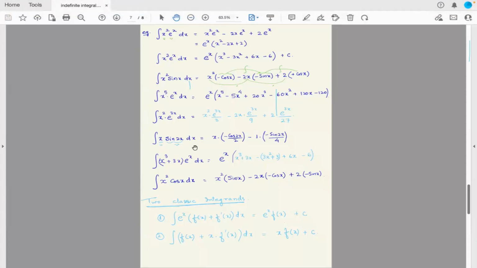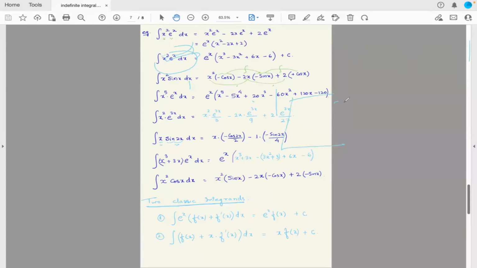Okay, so our first question is like x square e to the power x or x cube e to the power x. How to solve this question? So we first, I can write here as well.